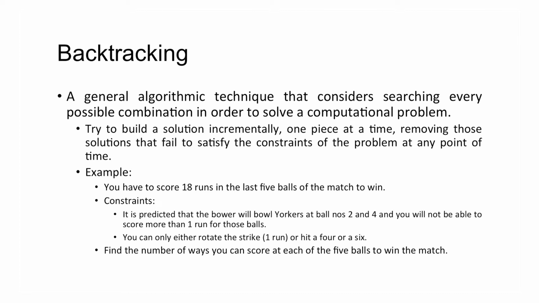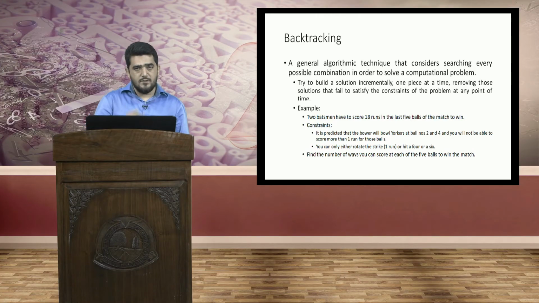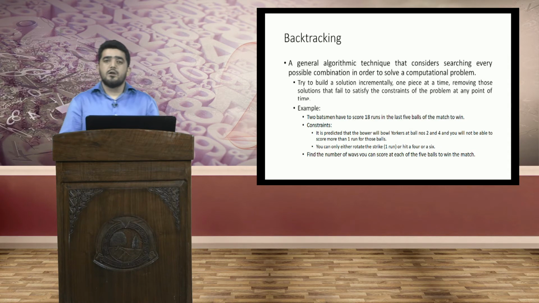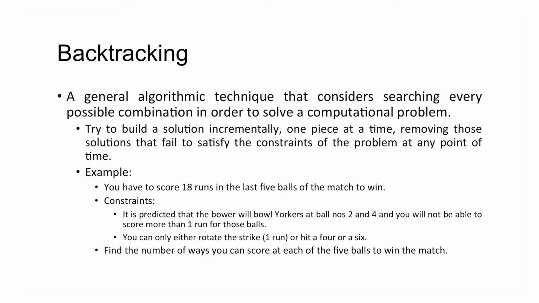In addition to these constraints, on any ball except for the second and the fourth ball, they can either rotate the strike, meaning they can get a single, or hit a boundary or a 6. So these are the constraints under which the batsmen have to score 18 runs off the last 5 balls of the match to win. The problem for us is to find the number of ways that these batsmen can score at each of these balls to win the match. So what will be the sequence of scoring runs at each of these 5 balls, provided we follow these constraints?